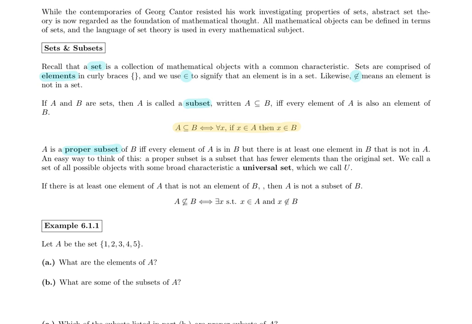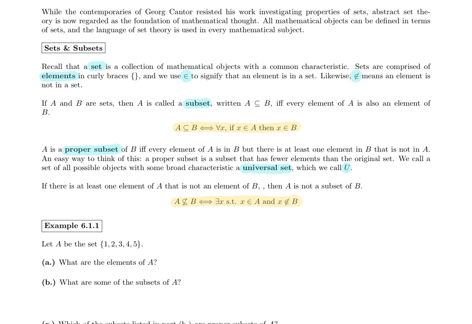We call the set of all possible objects with some broad characteristic a universal set, which we would call U. If there is at least one element of A that is not an element of B, then A is not a subset of B. So officially, A is not a subset of B if and only if there exists an element x such that x is an element of A and x is not an element of B.